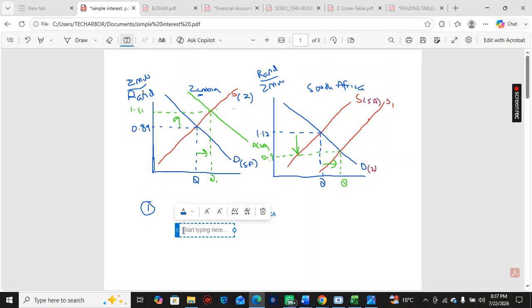Perspective. Okay, so here the scenario is we're exporting to South Africa. Our exports to South Africa have increased. We're exporting more to South Africa. So it means that the South Africans are buying our goods and services, right, Mr. Kasono?